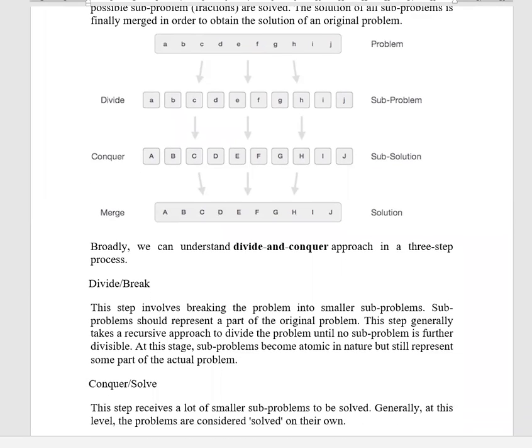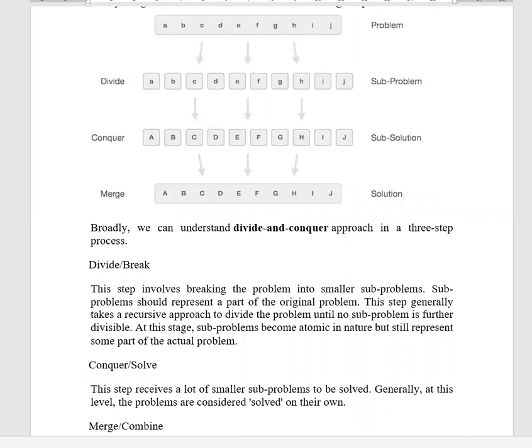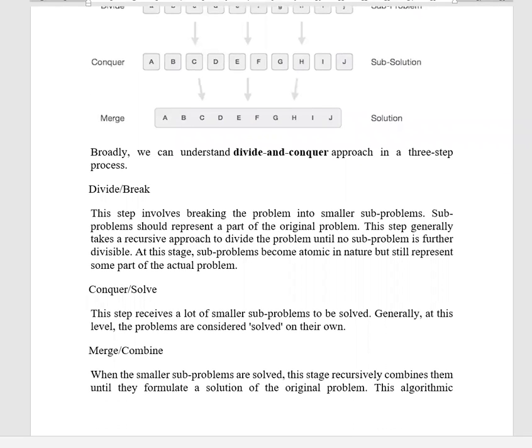So broadly we can understand divide and conquer approach as a three-step process. First, we divide or we break the elements. This step involves breaking the problem into smaller sub-problems. Sub-problems should represent a part of the original problem. This step generally takes a recursive approach to divide the problem until no sub-problem is further divisible. So at this stage, sub-problems become atomic in nature, but each still represents some part of the actual problem.